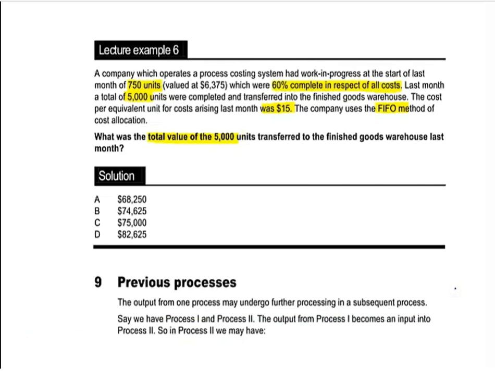We're not told that there was any closing work in progress, and so what we assume is that we have got 4,250 units which must have been started and finished in the period. So 4,250 units started and finished in the period at $15 each. So that's $63,750.